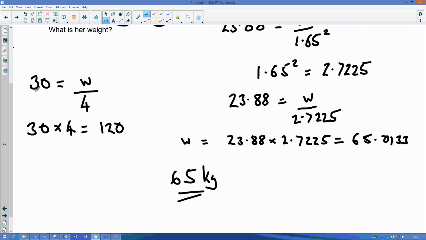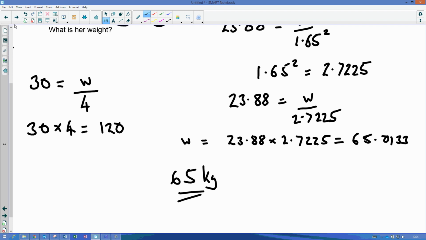So if you're struggling to spot what to do with something like this, just make up some easy numbers and think about what you'd have to do to get the thing to work and then repeat it over here. But basically, you're thinking about what sort of sum you've got to do here and doing the opposite one. So if it's divide, you do times. If it's times, you do divide. If it's add, you do subtract. If it's subtract, you do add.